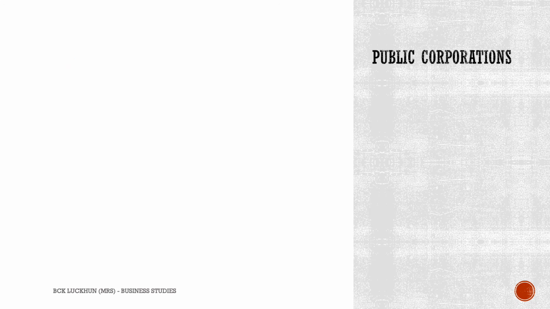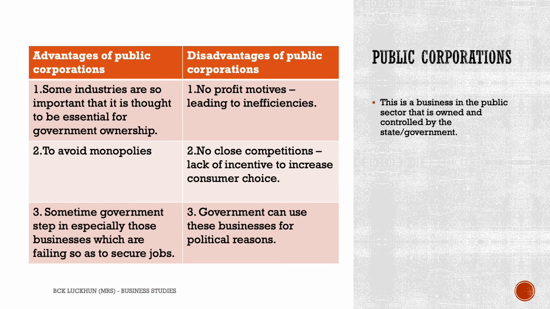Now we move on to the last concept of this lesson, which is public corporation. A public corporation is a business in the public sector that is owned and controlled by the state and government. So advantages of public corporations are some industries are so important that it is thought to be essential for government ownership, for example, electricity or water supply.